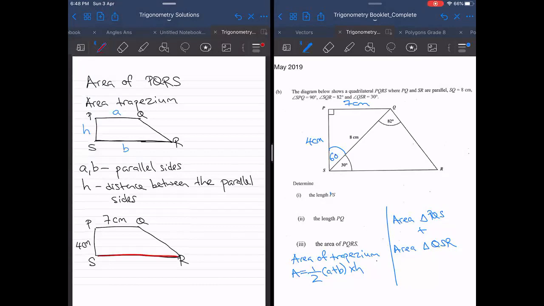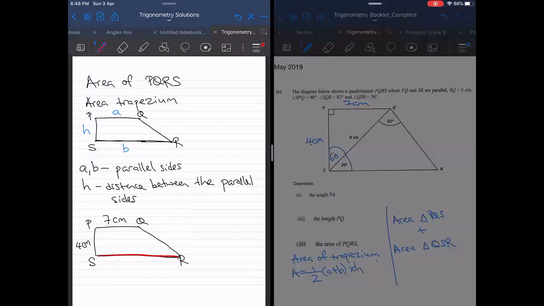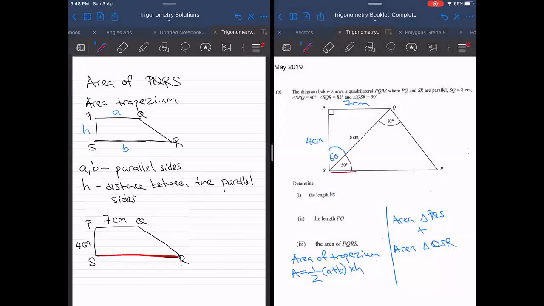So SR is in the non-right angle triangle, so you'll have to use the sine or the cosine rule. For the person who was asking me about the sine rule, you don't use the sine rule for PQ or PS because it's in the right angle. But yes, it does come into play for part 3.